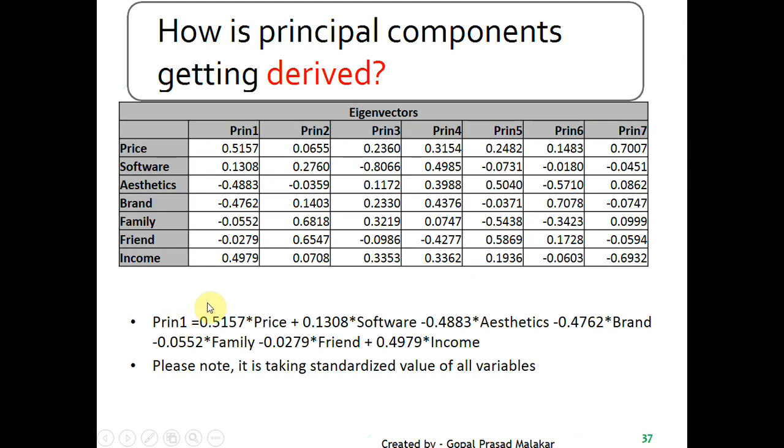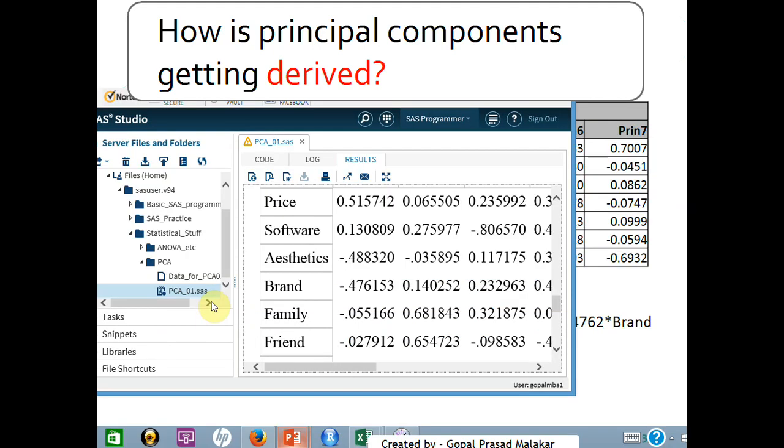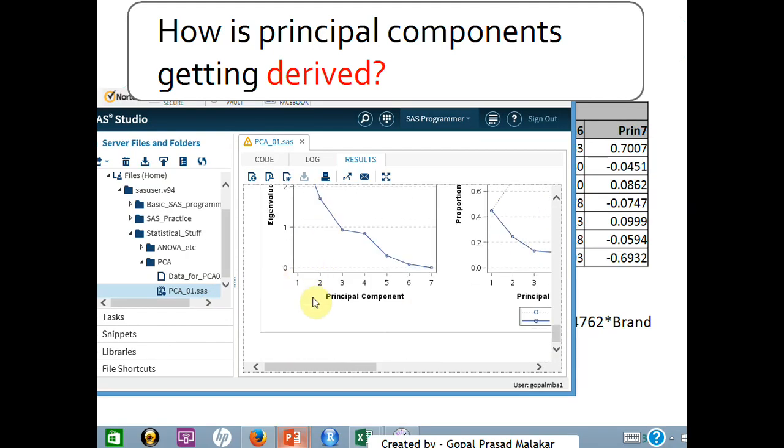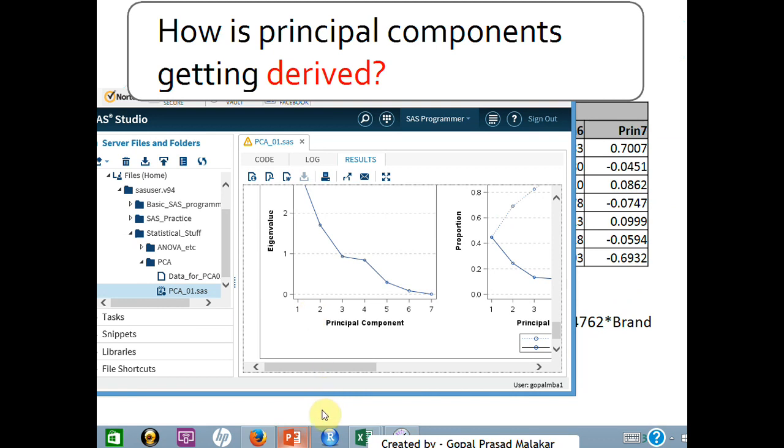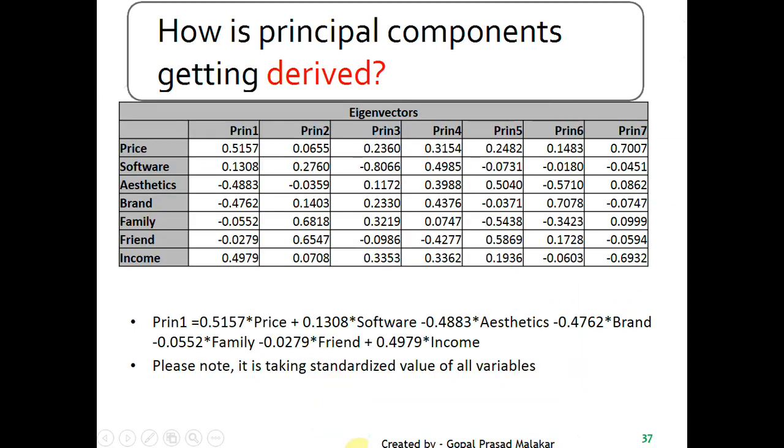That's how you conduct principal component analysis in SAS and interpret the output, decide how many principal components you want to keep, and understand how these principal components are getting derived. Now I will show you the same thing using R.